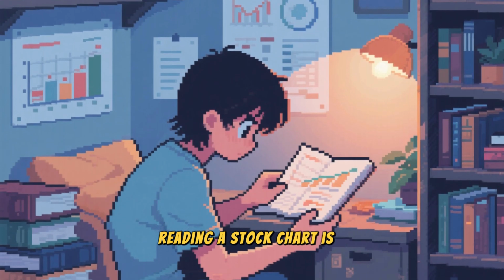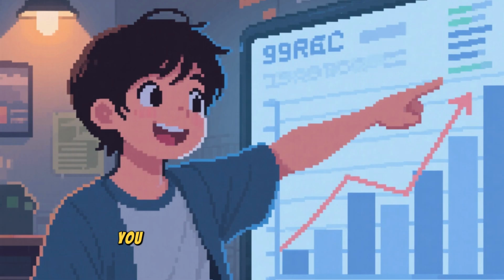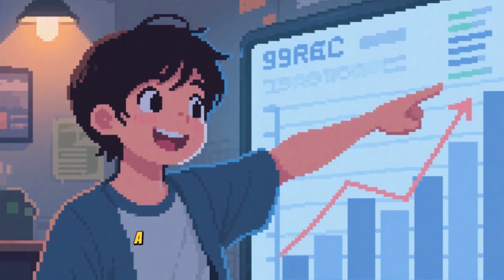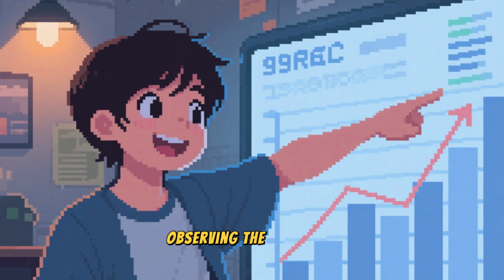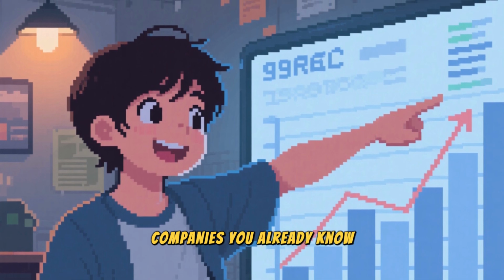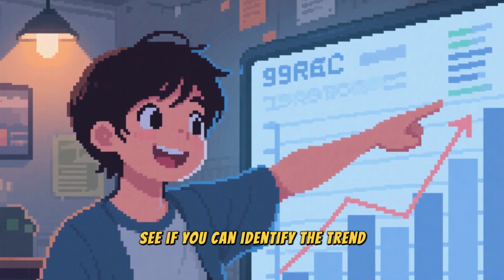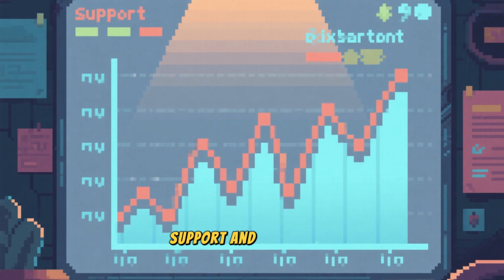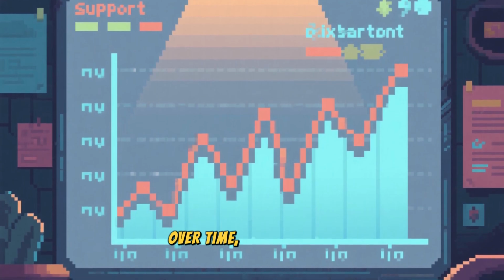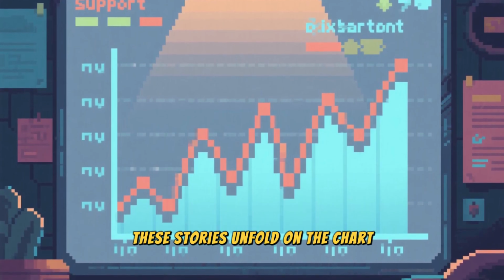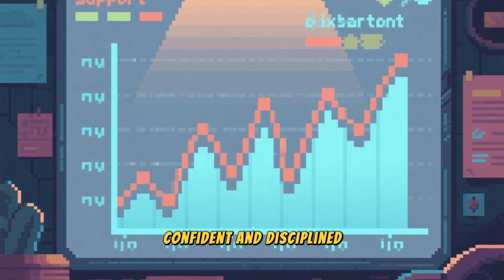Reading a stock chart is a skill that takes practice. You won't become an expert overnight. A great way to start is by simply observing the charts of companies you already know. See if you can identify the trend. Try to spot areas of support and resistance. Over time, as you watch these stories unfold on the chart, you'll become a more confident and disciplined investor for it.